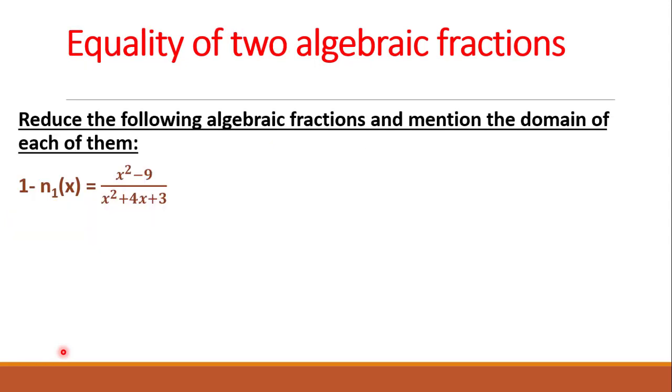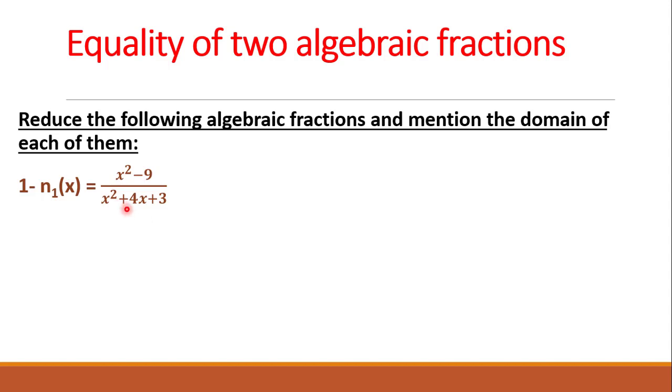For example, I want to reduce this algebraic fraction, and I'll mention the domain of each of them. The first one here, I have n1 of x equals x power 2 minus 9 over x power 2 plus 4x plus 3. I said the first step is to factorize up and down. I'll factorize numerator and denominator. X power 2 minus 9, this is the difference between two squares. So it will be x plus 3 multiplied by x minus 3.